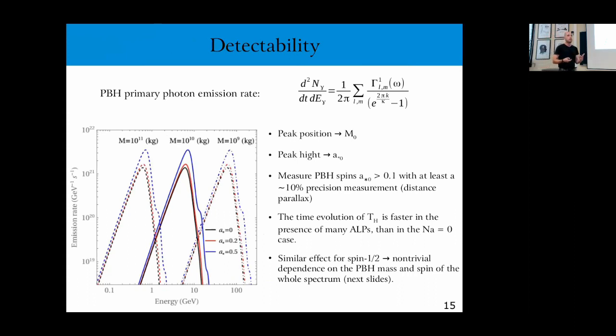And so it is possible, given a measurement of the distance of this object, to have an estimation of its mass and spin. But this is putting another layer on the table, another source of error. So we would like to go beyond this easy way to detect the mass and the spin.